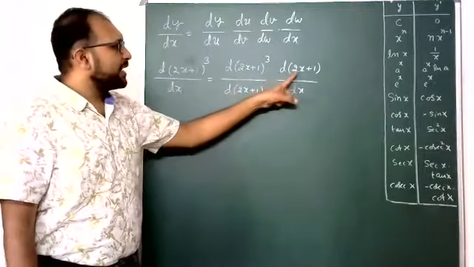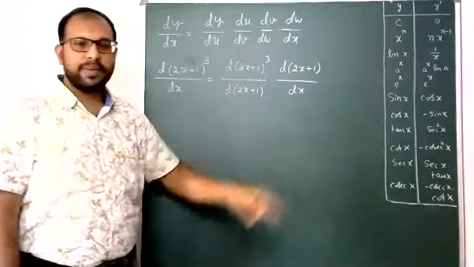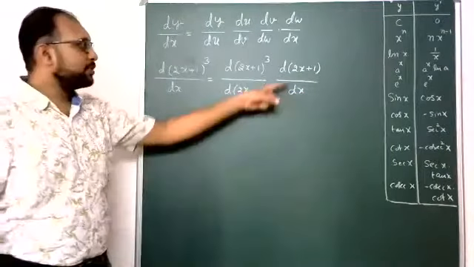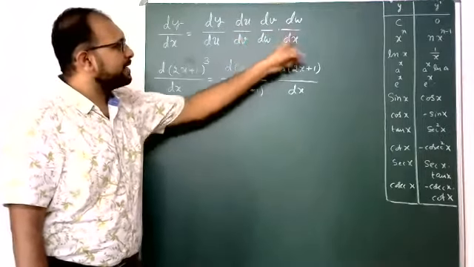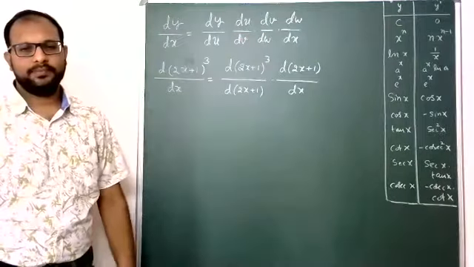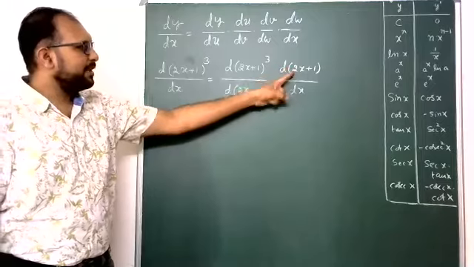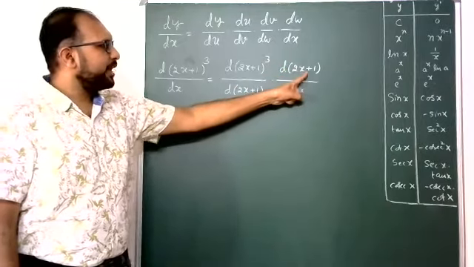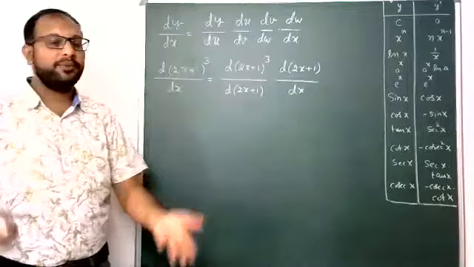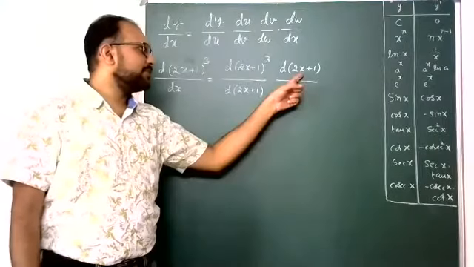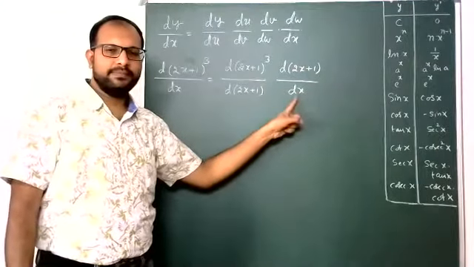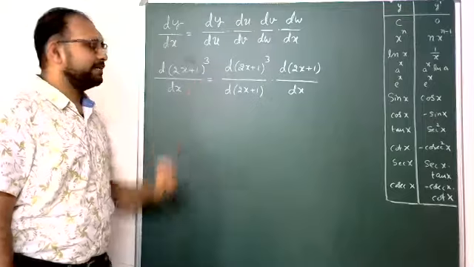Yes, again the derivative of 2x plus 1 with respect to x is simple. Suppose it is still not simple, then we again use the remaining chains also. But this is a simple one, so the derivative of 2x plus 1 with respect to x, we already know, that is 2. So this is from yesterday's topic, but this is the new thing.